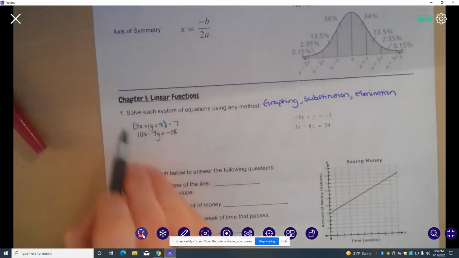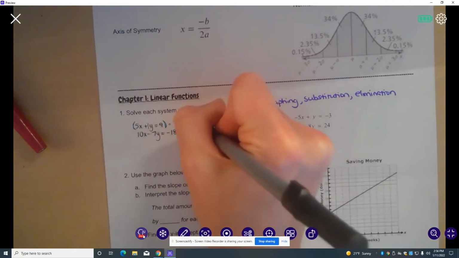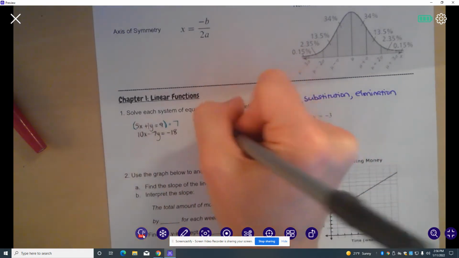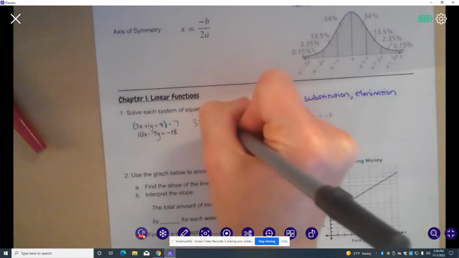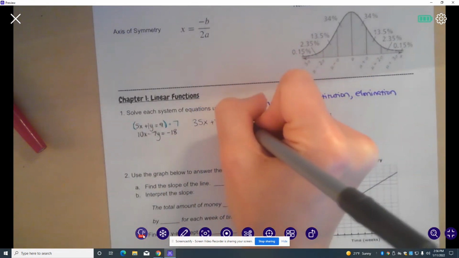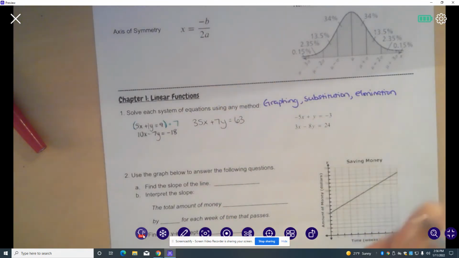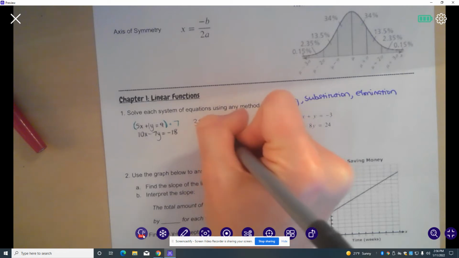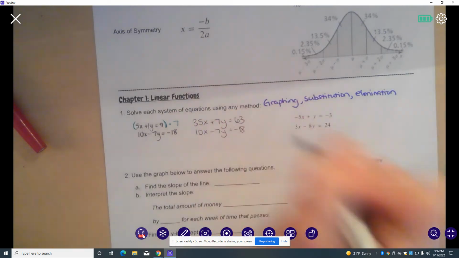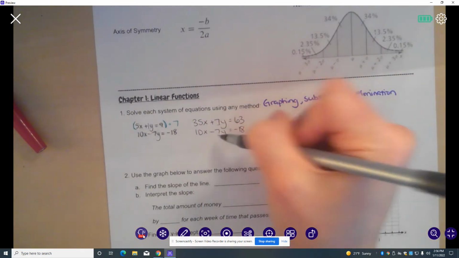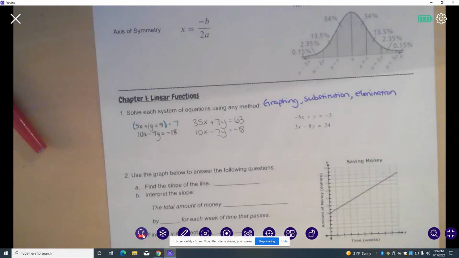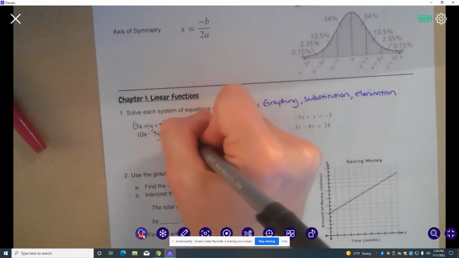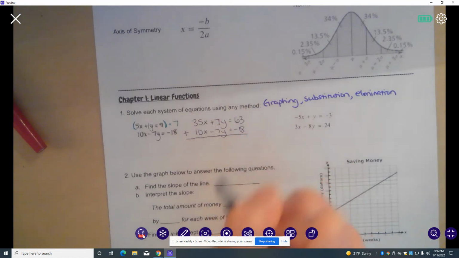So 5x times 7 is 35x. 1y times 7 is 7y. And 9 times 7 is 63. So I'm going to rewrite that new equation and then write the second one below it. I now have opposites for my y coefficient, so I'm ready to add and eliminate that variable.